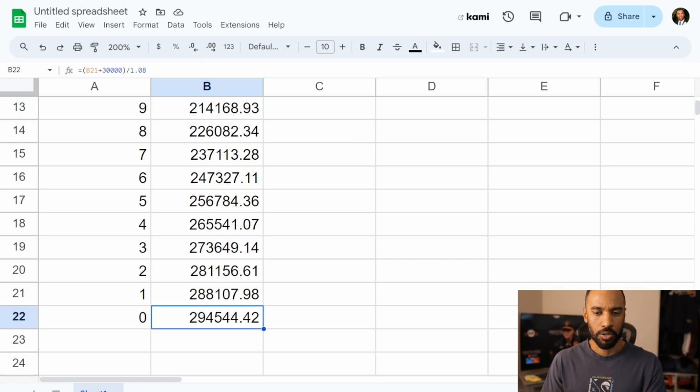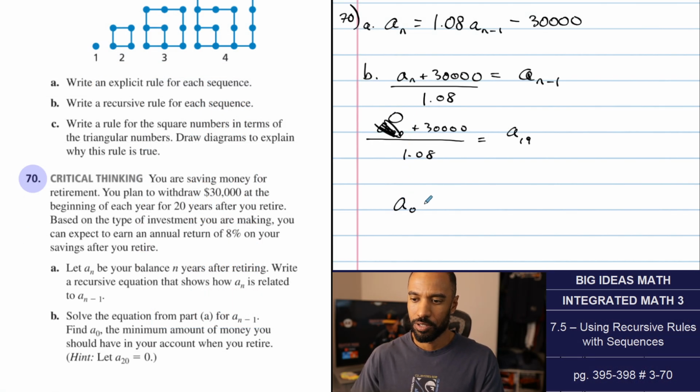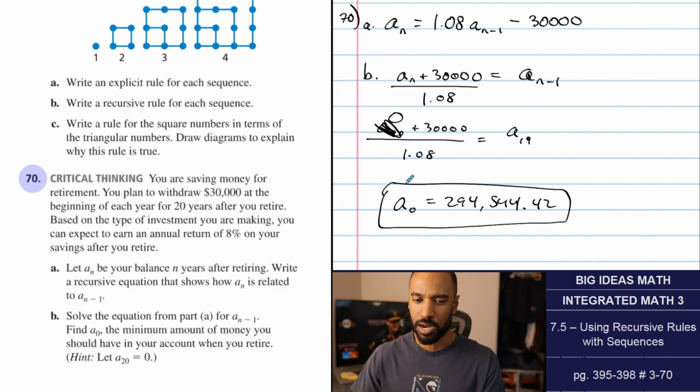So A sub 0 should be $294,544.42. That's what I'm going with. All right, A sub 0 equals $2,904,544 and how many cents was it? And 42 cents. That's when we retired there. Solve the equation for that, find A sub 0. All right, that's it.